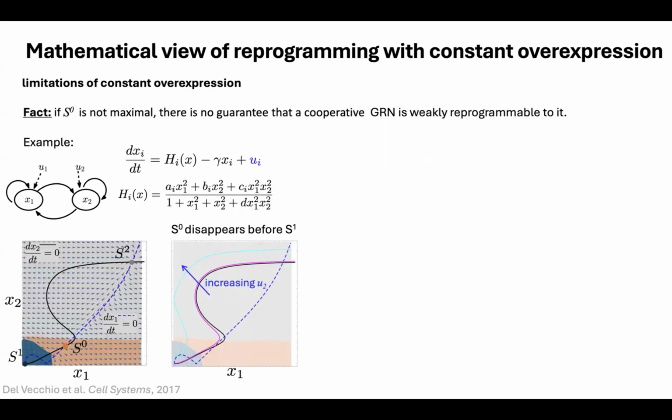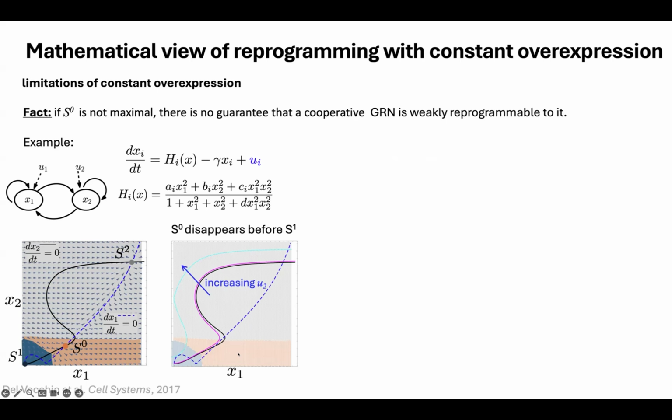So this is just an example to show you what happens if you take a model that we developed many years ago of this core gene regulatory network that controls pluripotency. This is an example of a two-dimensional reduction of how the network works. You have three equilibria. The intermediate one here is the pluripotent state. And so upon addition of your input, what happens is that this pluripotent state disappears almost right away. That means that if you start from either S1 or S2, you won't be able to reach that state by overexpression.